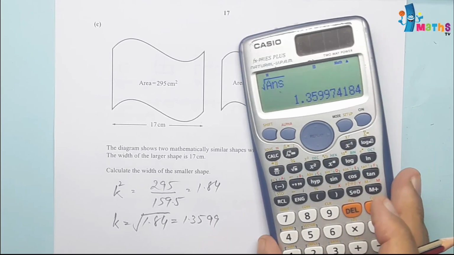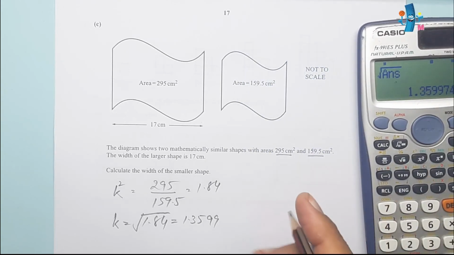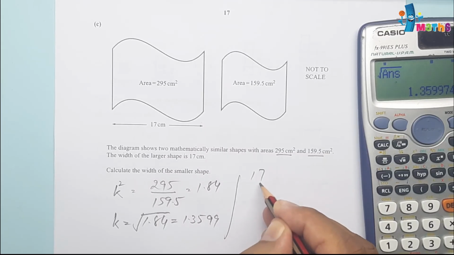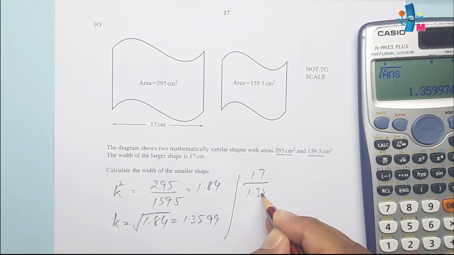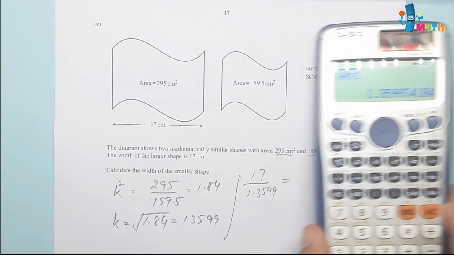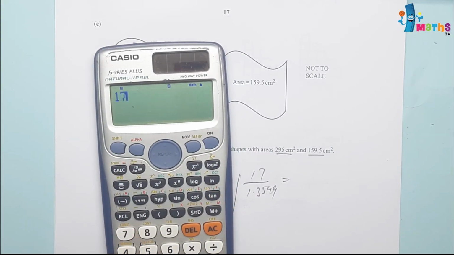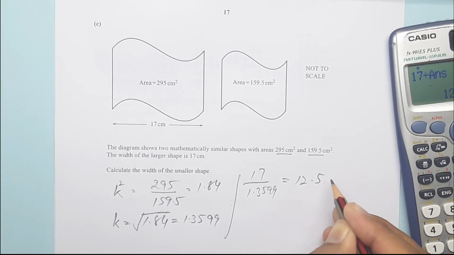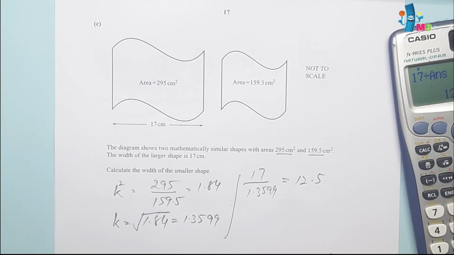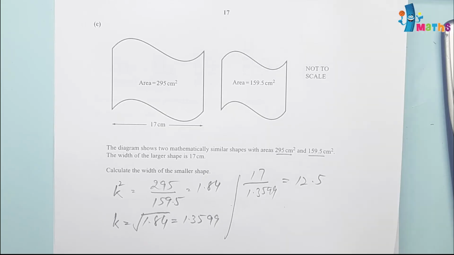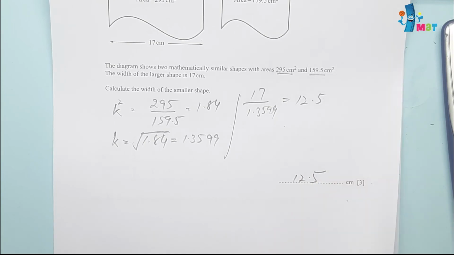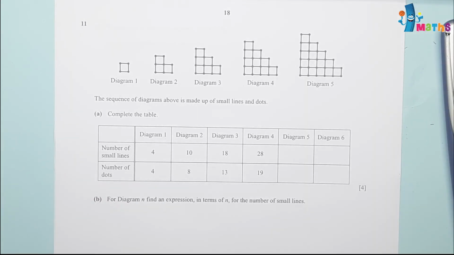The answer will be 1.3599. So I'll keep these calculator numbers, and this will be divided into this 17. So 17 divided by 1.3599, I will use all the numbers, the answer is equal to 12.5. So our answer will be 12.5 centimeters. Question number 11.